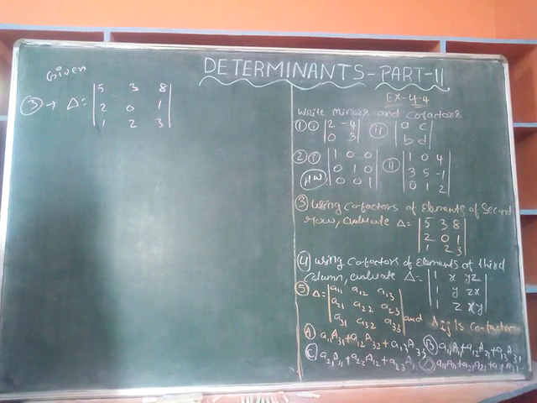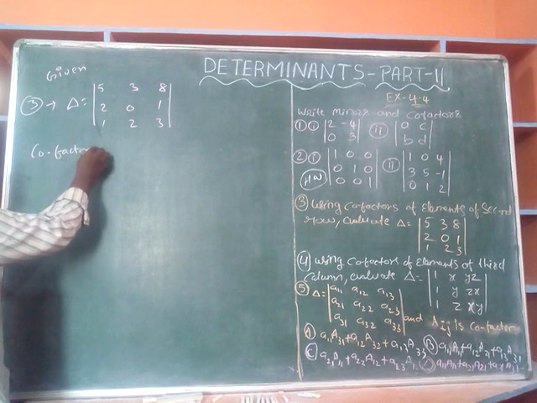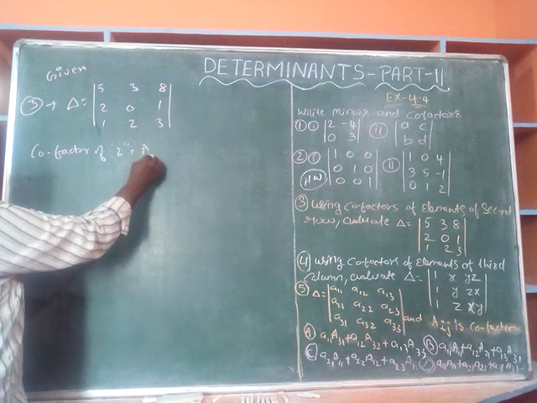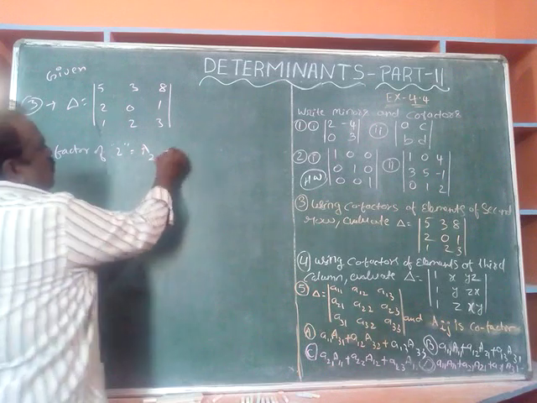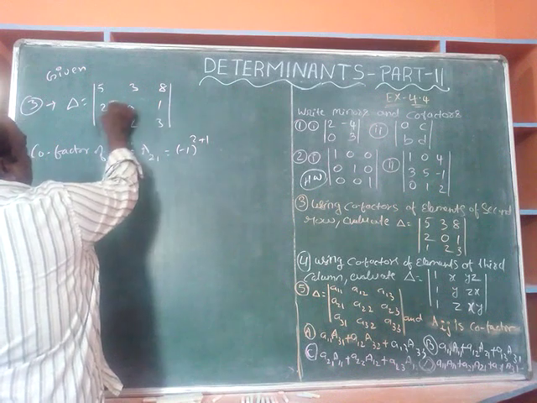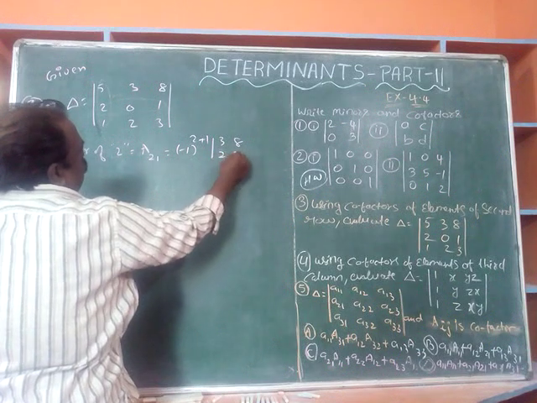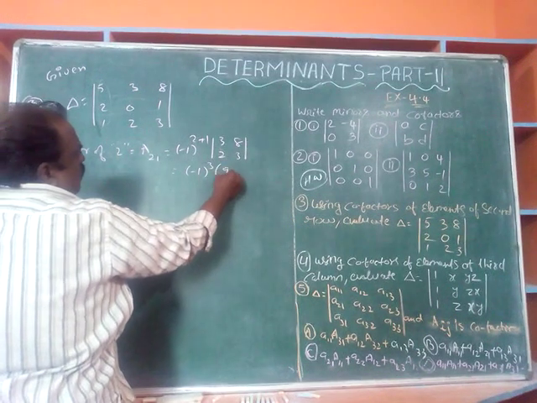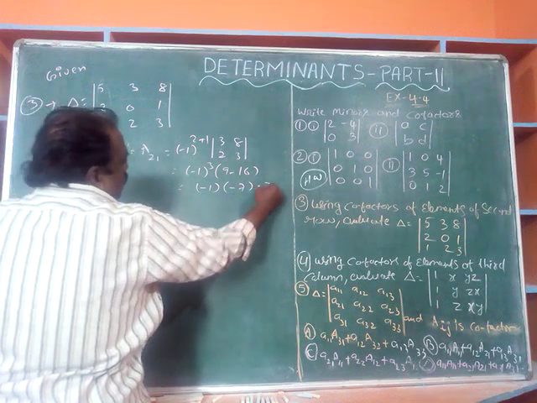This is row 2. You see, the cofactor of 2, which is A21. Its position is important. A21 is nothing but minus 1 power 2 plus 1. Deleting this row and column, we get 3 8 2 3. It is nothing but minus 1 whole cube, and it is 9 minus 16. It is minus 1 into minus 7, which is 7.